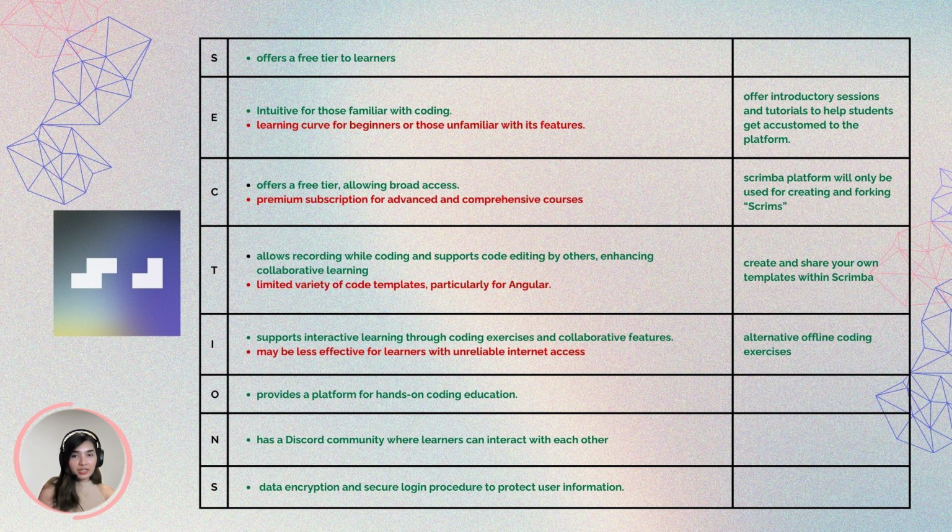For the networking, Scrimba provides an interactive coding environment and has a dedicated Discord community where learners can engage with other students and instructors. This community aspect supports peer support, collaboration, and discussion beyond the immediate course. However, for the security and privacy, there is data encryption and secure login procedures to protect user information.